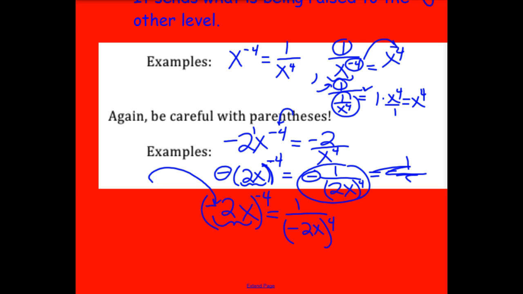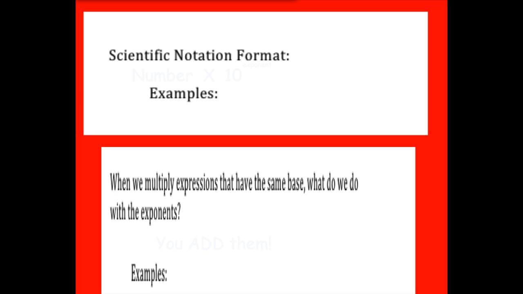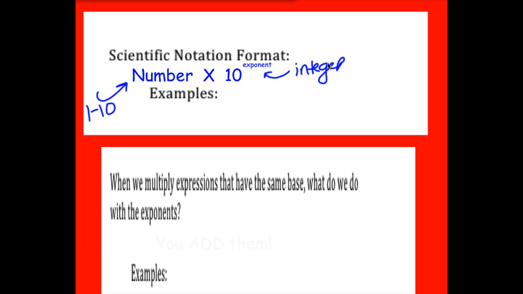So very tricky. Scientific notation, what does it look like? It looks like some number times 10 to an exponent. Remember, this number has to be between 1 and 10, but not 10. And this exponent must be an integer. Some examples: if I were to write 24,500,000 in scientific notation, I would go 1, 2, 3, 4, 5, 6, 7, right? 7. I'd have 2.45 times 10 to the 7th.